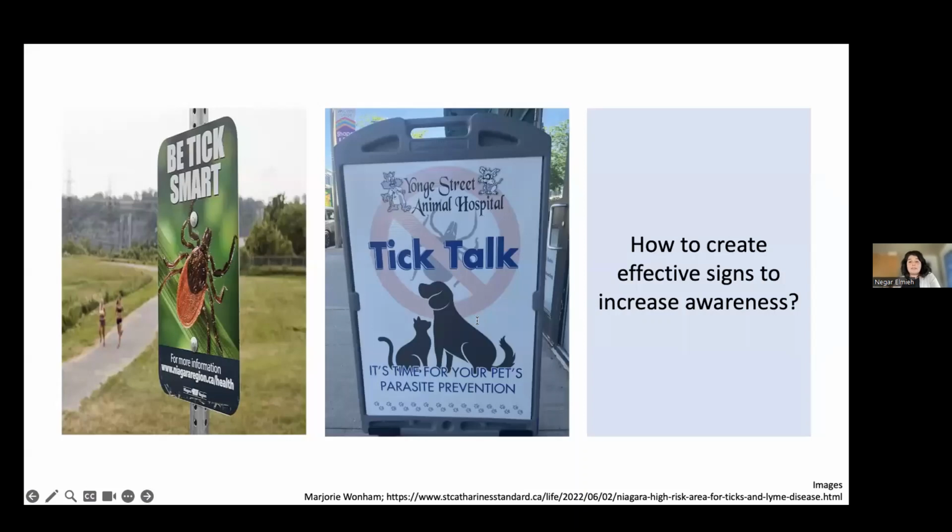We know that public signs can be effective, but there's mixed reports about it, and the research is limited. And so it's really thinking through how can we create effective signs to increase awareness. But from a public health perspective, it's a low-cost effort to reduce tick bites and tick-borne infections. And so it's worth thinking about how do we create effective signs that increase awareness. And so all this to say, where do we go from here and what have we done?